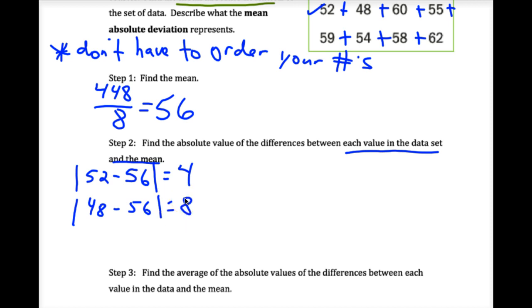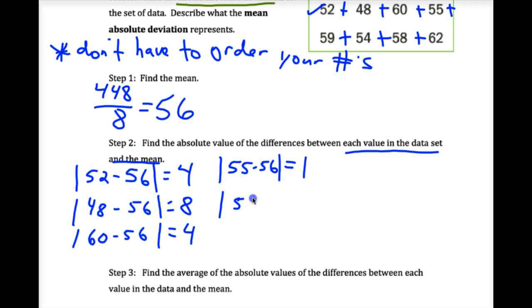Okay, remember the absolute value is going to be positive. Now, I'm going to do 60 minus 56. It's not -4. It's always positive. It's a distance from 0. You do the stuff inside your absolute values first, and then you say how far is 4 away from 0? It's 4 from 0. Okay, you'll do this a lot quicker than what we're doing it up here. 55 minus 56, 1. 59 minus 56, 3. 54 minus 56, 2.